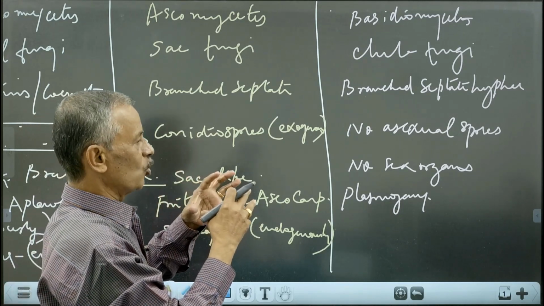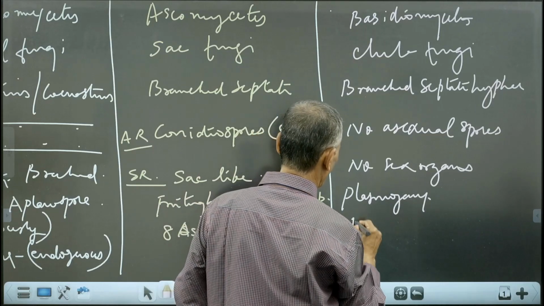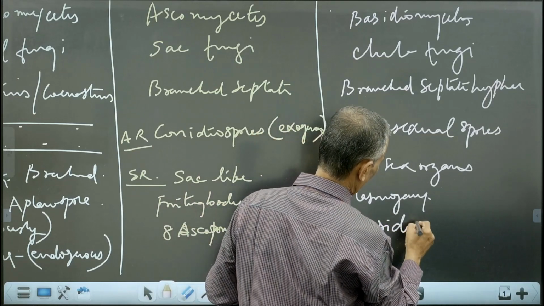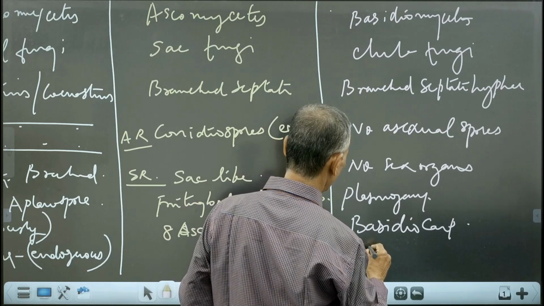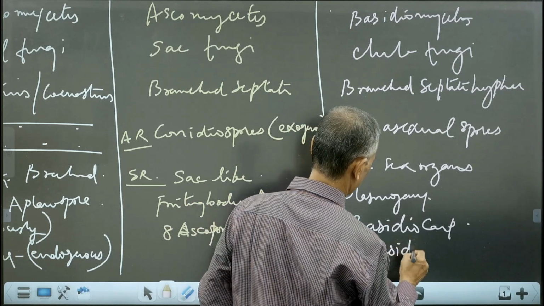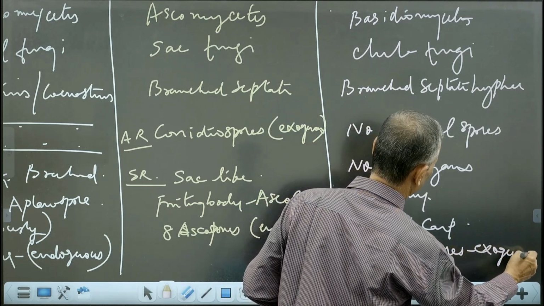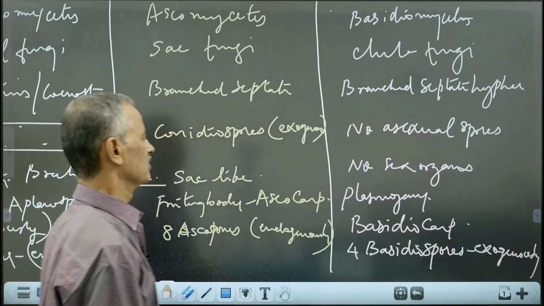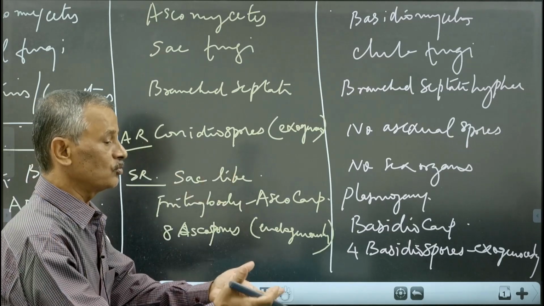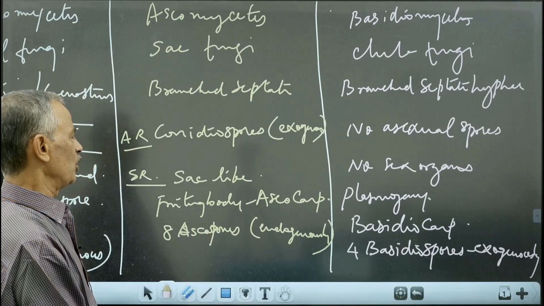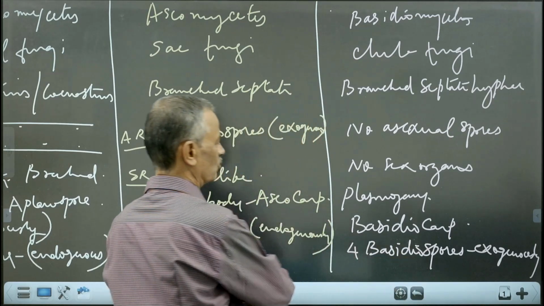On the mushroom, you will be having a large number of fruiting bodies called basidiocarp. The fruiting body is called basidiocarp. That will be producing 4 basidiospores. These basidiospores are produced exogenously. Outside there is the fruiting body, but spores are produced on the outside, on the fruiting bodies. Only 4 basidiospores. So understand the differences? Here 8 ascospores, here only 4 basidiospores.